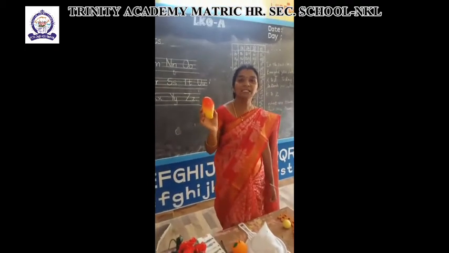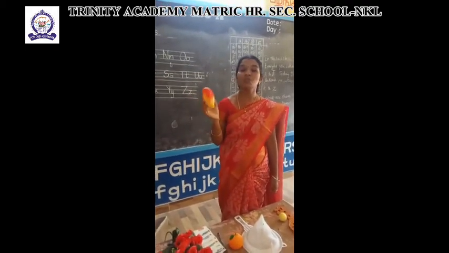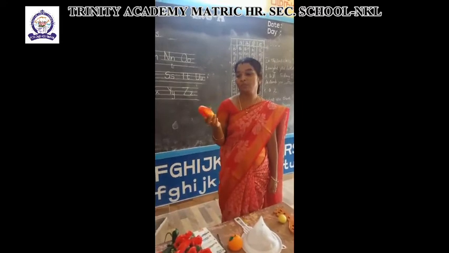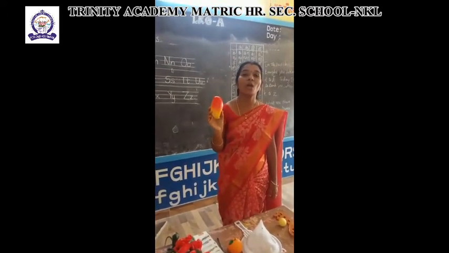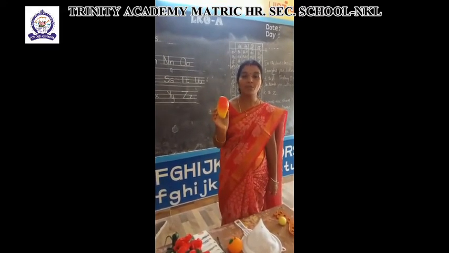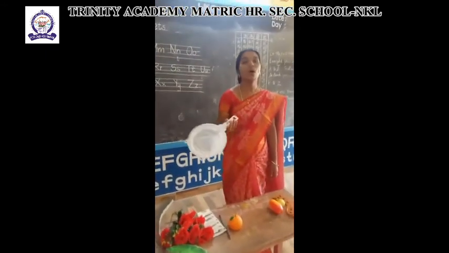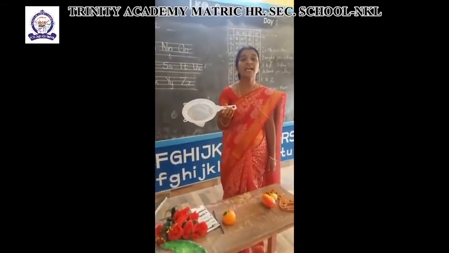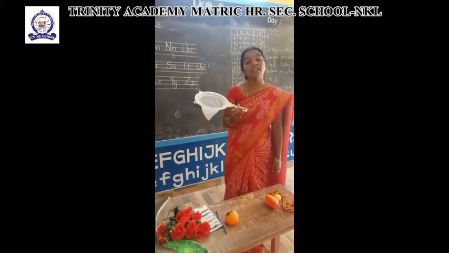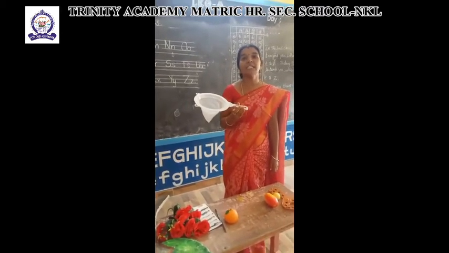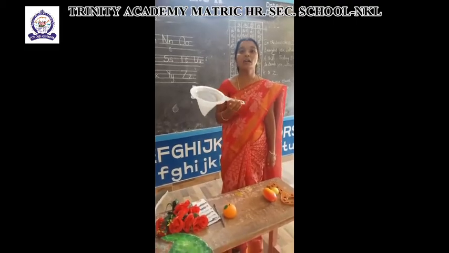What is this? This is a mango. It is a very tasty fruit. What is the first letter of mango? M. M for mango. Next, what is this? This is a net. What is the first letter of net? N. N for net.